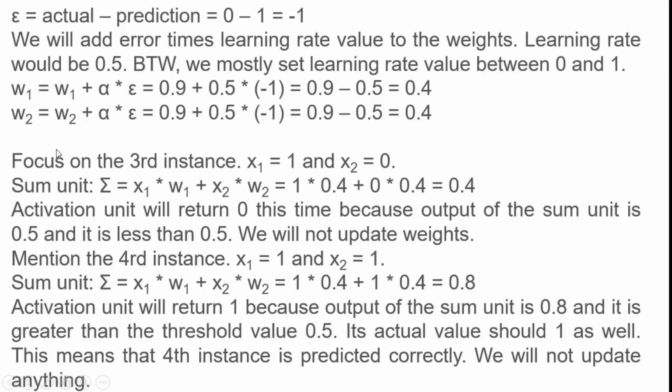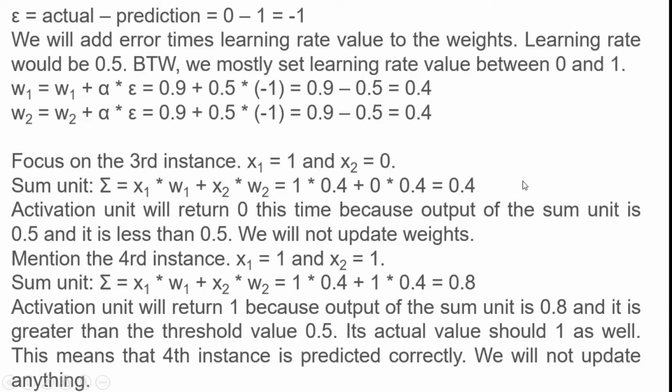So now we go for the third instance. The weights will be updated, so now both W1 and W2 values are 0.4 and 0.4, not 0.9 and 0.9. Now we'll apply 0.4 to the third instance, where x1 is equal to 1 and x2 is equal to 0, and the sum unit is 0.4. So 0.4 is less than 0.5, and the answer is 0.